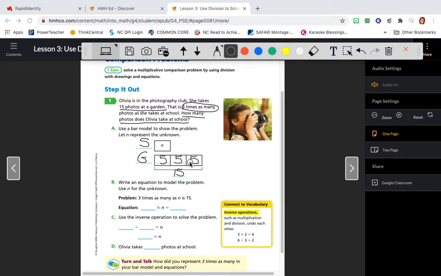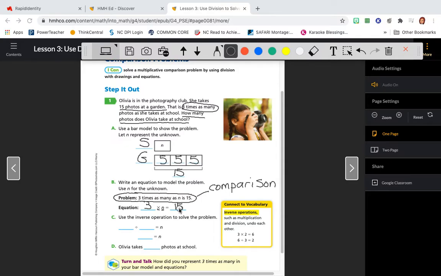All right, let's look at B. Now we need to write an equation to model the problem. Use N for the unknown number. Now here's our problem, and if you remember from lesson 1, this is a comparison problem. So now we're going to use the numbers that we have to fill in our equation. 3 times as many as N is 15. So we'll fill it in just like it says in our comparison problem.